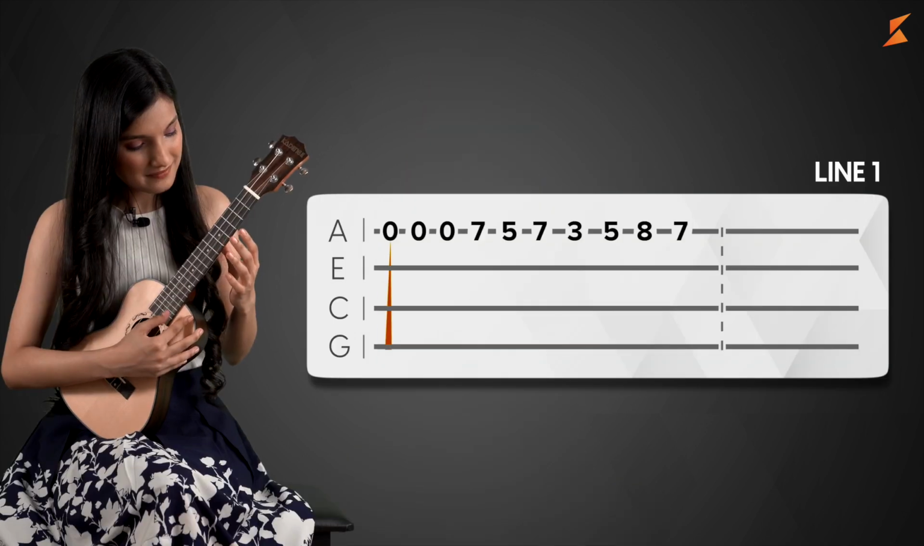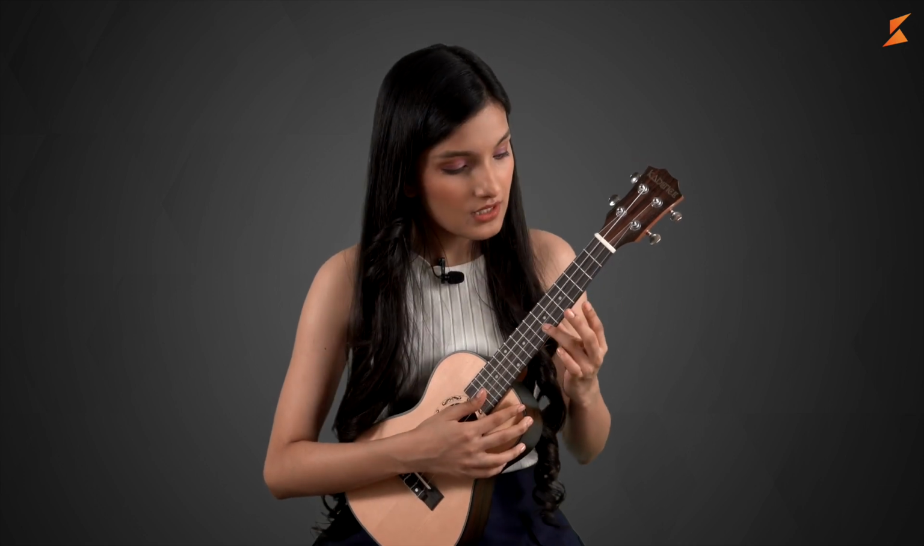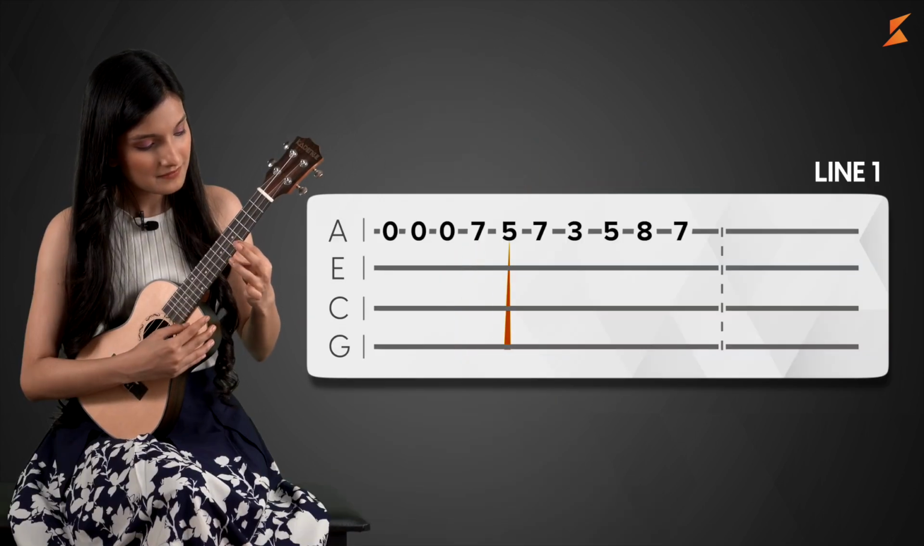Play the open string A three times and those are your first three notes. For the next three notes, you stay on the same string, but then you play the 7th, 5th and 7th fret. This is how it goes. So let's put together what we've learned and see how it sounds.